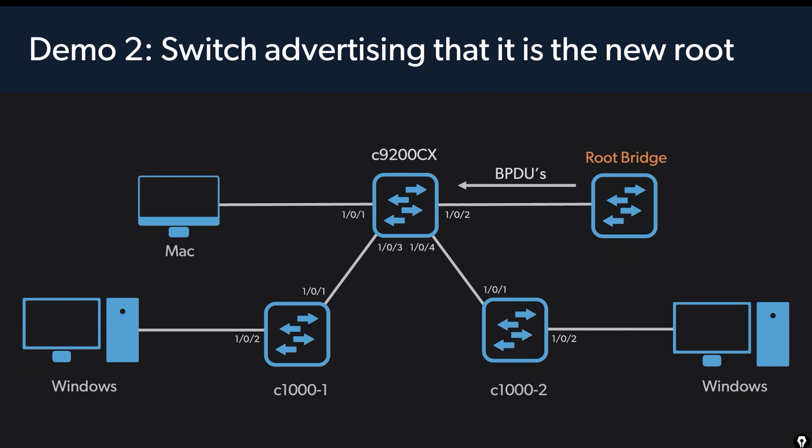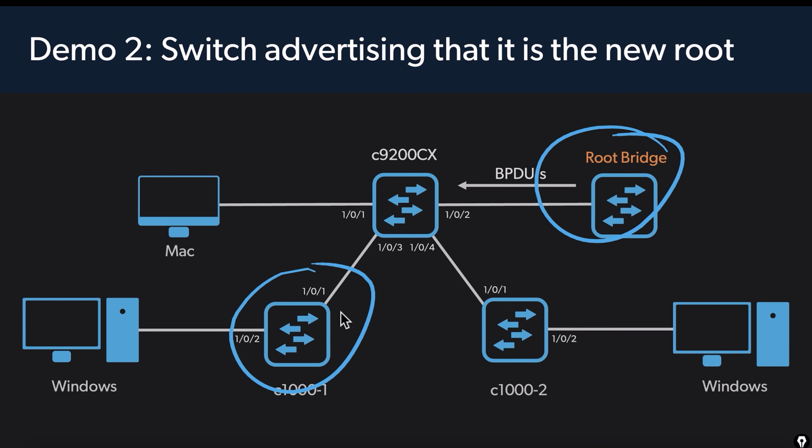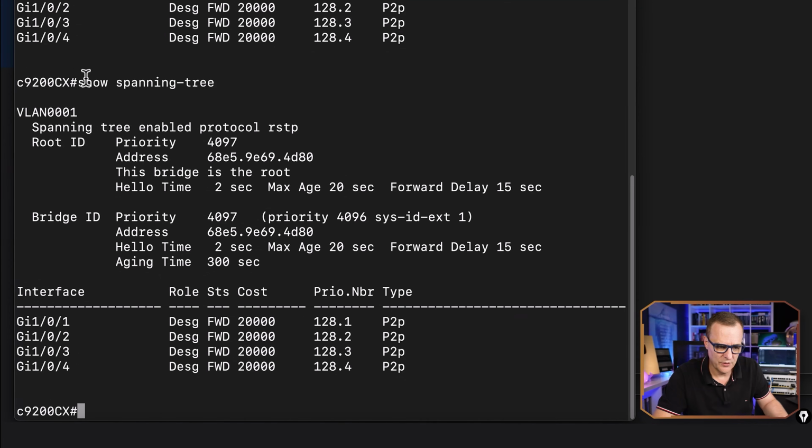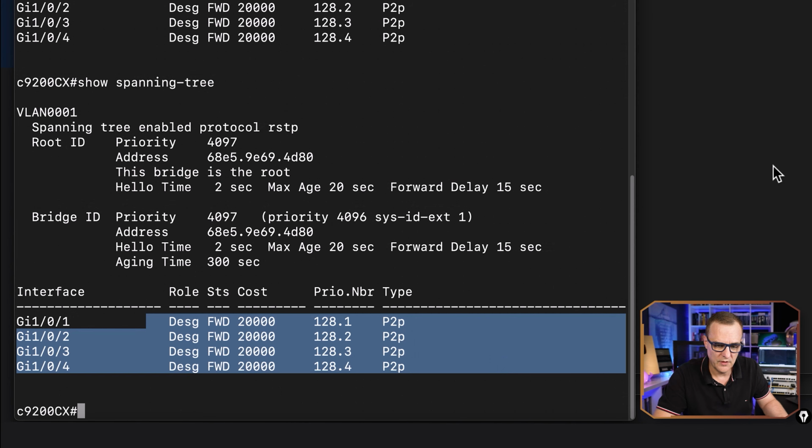Last demonstration is to simply change one of the switches to be a root switch. So rather than introducing another switch into the topology, I'm simply going to make this switch, switch 1, say that it's the root switch. So on the 9200, show spanning tree at the moment, switch is the root switch. All ports are designated ports and are forwarding.